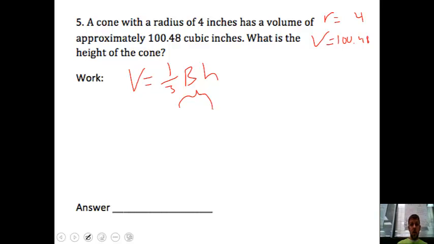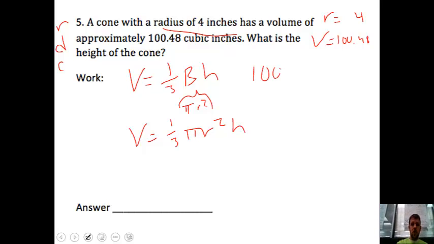The answer is yes, because they told me something. They either told me radius, diameter, or circumference. So pi r squared. So V is equal to 1/3 pi r squared times height. Alright, let's plug in our values. 100.48 equals 1/3 pi radius squared, don't forget that square, times height.